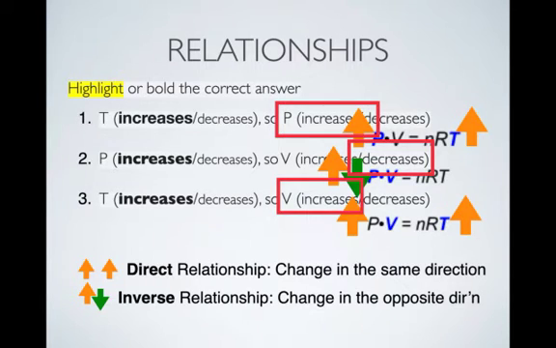So the two relationships are direct, where they change in the same direction, and inverse, where they change in opposite directions. So our example of direct will be increased temperature, increased pressure. It'll be what we just wrote in number one. And our inverse example will be what's happening in number two. As the pressure increases, the volume goes down. Or as the volume goes down, the pressure increases.